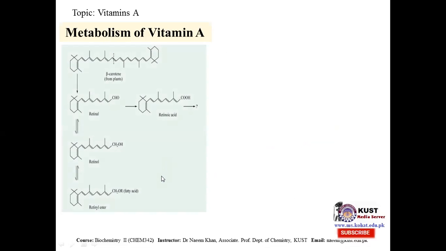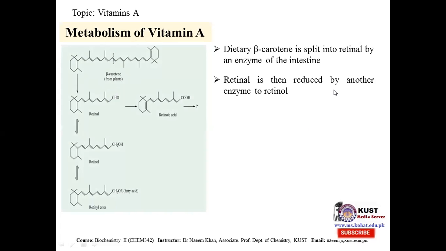Metabolism of vitamin A. Here we can see different conversions of beta carotene. Dietary beta carotene, which is taken in the food, is split by an enzyme of the intestine into the aldehydic form, retinal. This retinal is then converted by reduction to retinol.